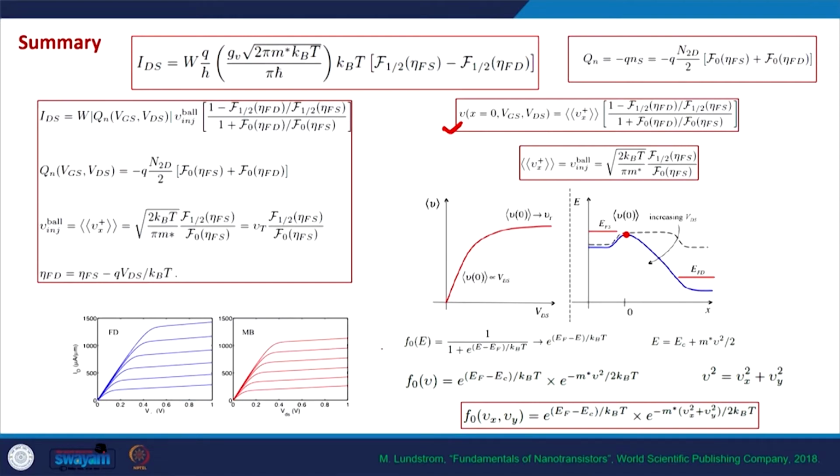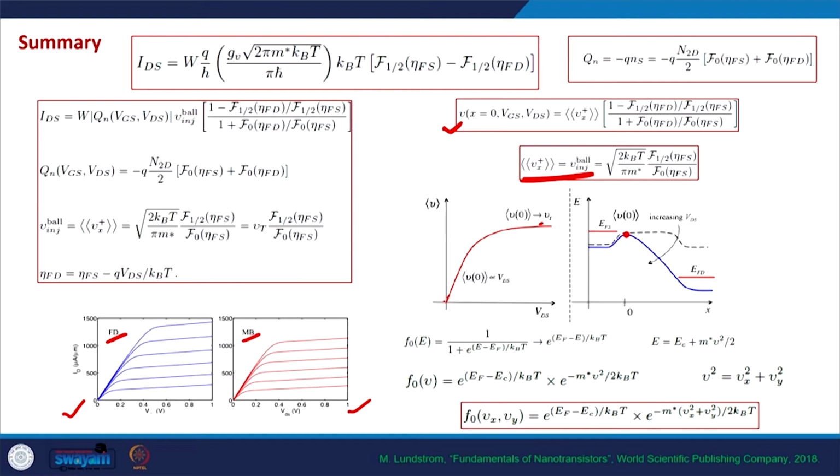After that we analyzed the velocity at the top of the barrier, and we saw that this velocity saturates as the drain voltage is increased, and the typical order of this ballistic injection velocity is 10 to the power 7 centimeter per second. Along with this velocity saturation, we also see a current saturation in the ballistic MOSFET, and here these results are the simulation results for a ballistic MOSFET, one with Fermi-Dirac statistics and the second with Maxwell-Boltzmann statistics.